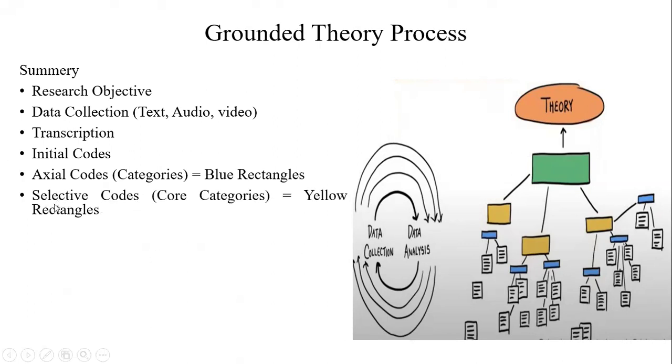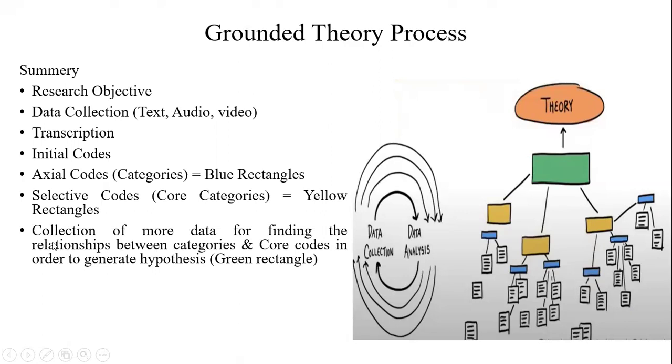After this, you create the selective codes, which are the core categories. If you see here the yellow rectangles, some of the axial codes may also be relevant to some core category. So you basically link up your axial codes to some core category. It is showing like a yellow rectangle.